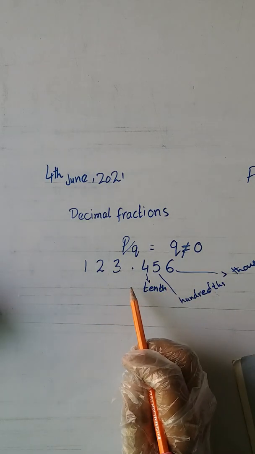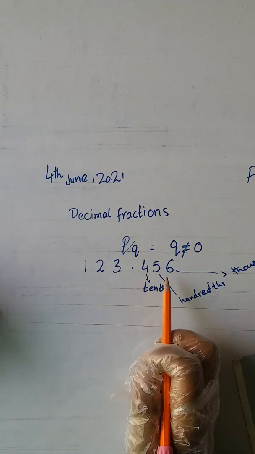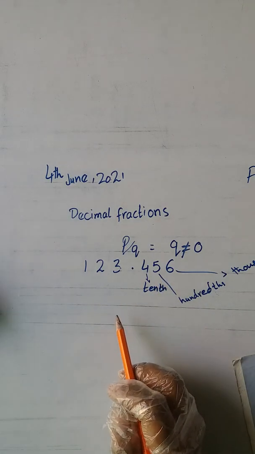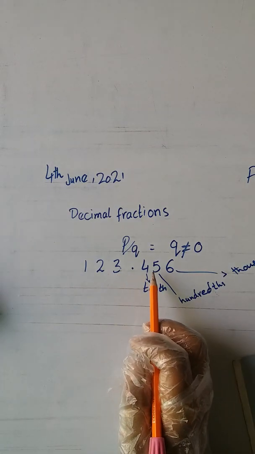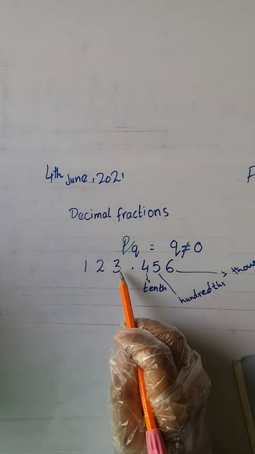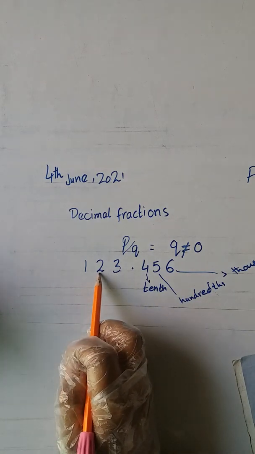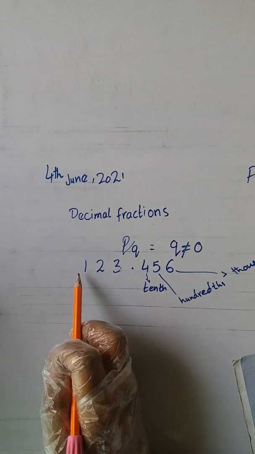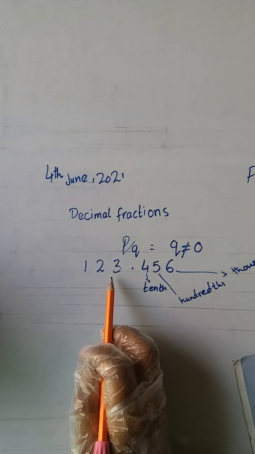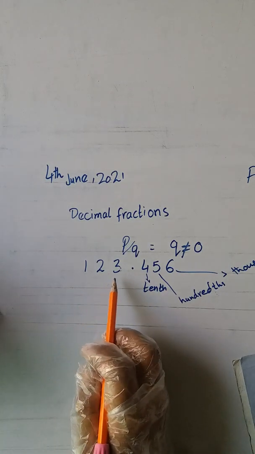Now let's look at the example 123.456. The 3 before the decimal is ones, the 2 is the tens, and 1 is at the hundreds. Again, no th. The numbers before the decimal don't have th.